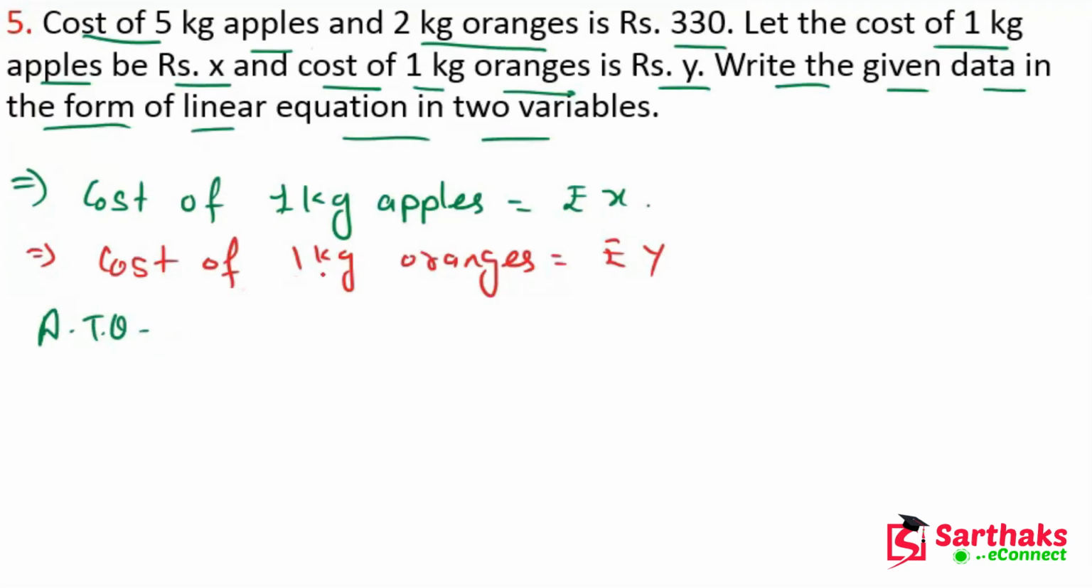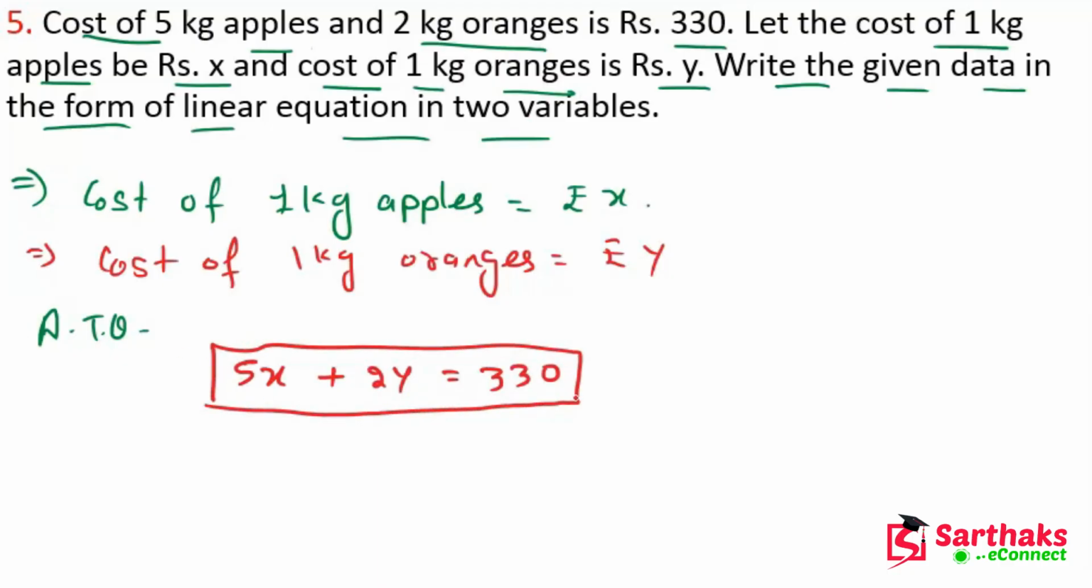Here you can see that the cost of 5 kg apples will become 5 of X, plus the cost of 2 kg oranges, so we can write twice of Y, and the total is 330 rupees. So this is a linear equation in two variables. Here you can see that we have two variables, this X and Y, so this is a linear equation in two variables. So this is the method to write this type of linear equation. I hope you understand these things. So now let's move on.